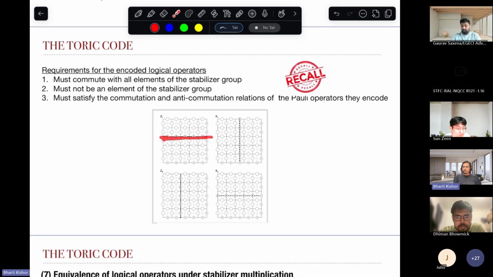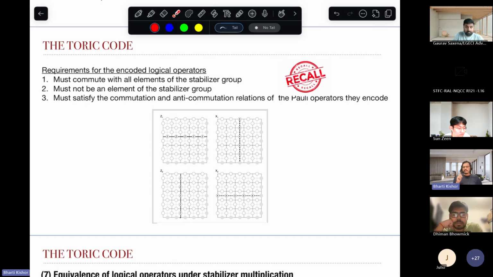And once you have the Z logical operator, the X logical operator is easy to similarly find. You can take another loop such that it cuts the Z logical operator at just one point. So let's say you take a loop which just intersects at one point, then it will satisfy. You can take any kind of loop. You can take a straight loop or something.